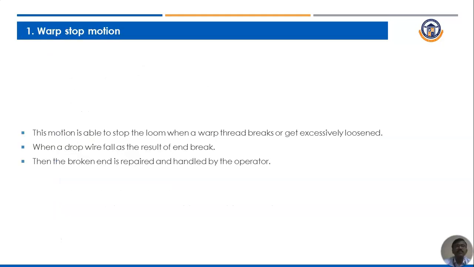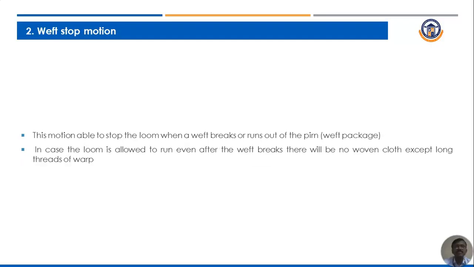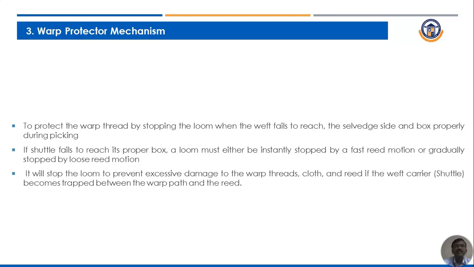Warp stop motion: the main function is that when the warp is broken during the weaving action, the loom stops. That action is called warp stop motion. Next is weft stop motion. When the weft yarn runs out or there is a breakage of weft yarn, the loom has to be stopped. That is the weft stop motion. Next is the warp protector mechanism. When the shuttle is lodged in between the warp threads, the warp threads have to be protected, and the shuttle has to be prevented as well. For that we use the warp protector mechanism.